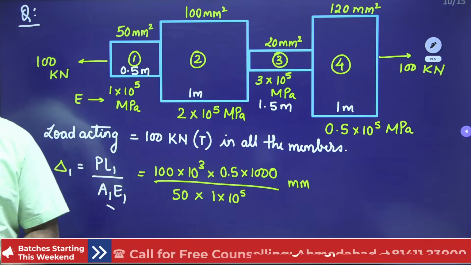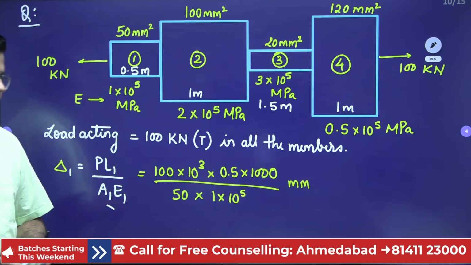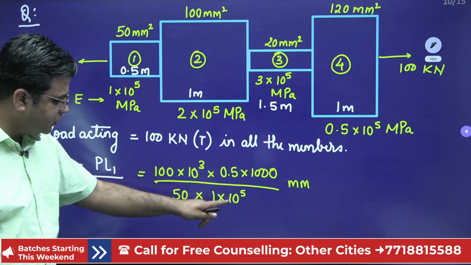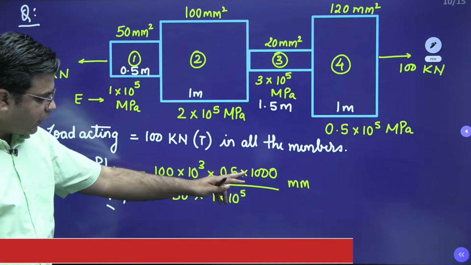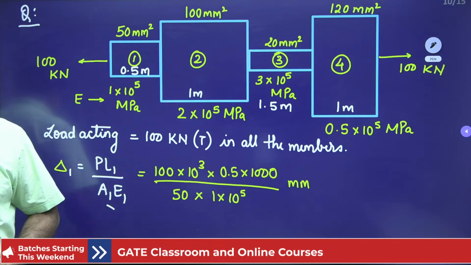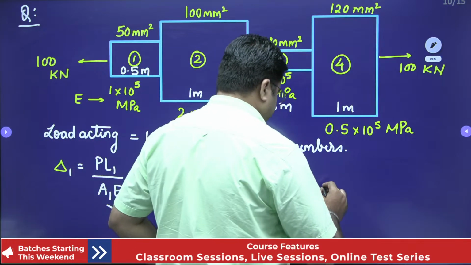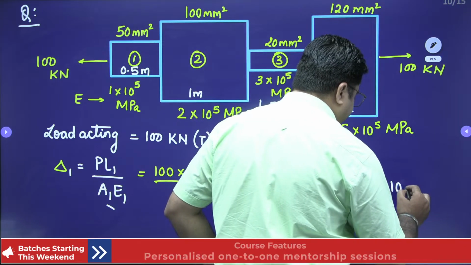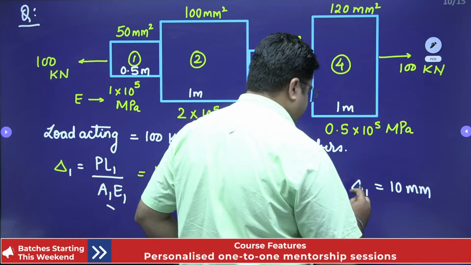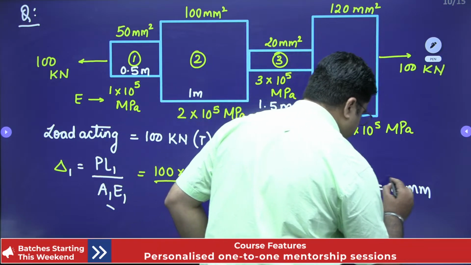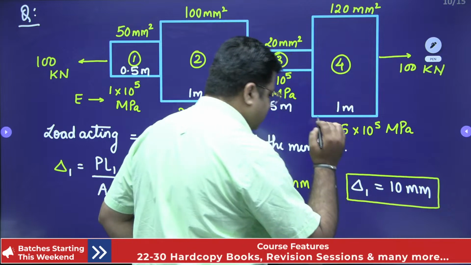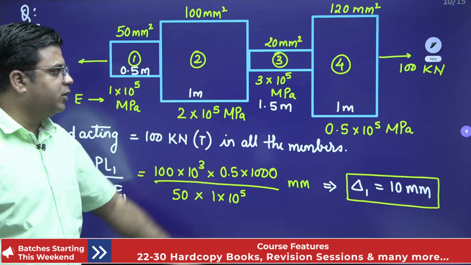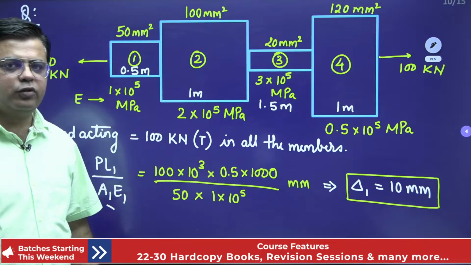Just quickly do the calculation and tell me the value. So this is 10 raised to power 5. This 2 is going to cancel out. You have 500 divided by 50. So this comes out to be 10 mm. So delta 1 comes out to be 10 mm, right? Similarly, do the calculations for the other members also. Calculate delta 2, delta 3 and delta 4.